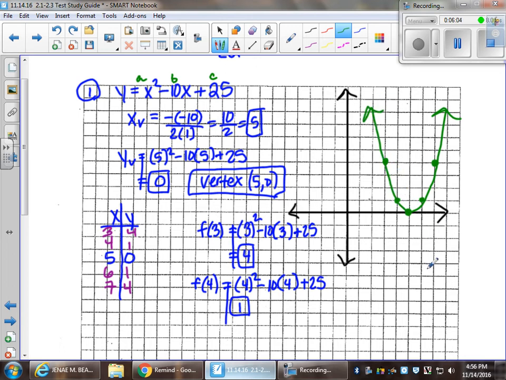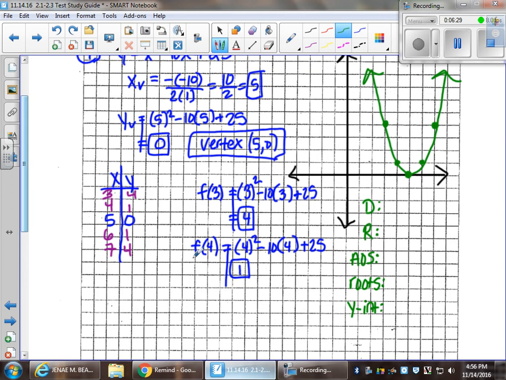There we go. We've successfully graphed. Now we have that checklist of characteristics to talk about. So the list was domain, range, axis of symmetry, roots, y-intercept, and then shifts.